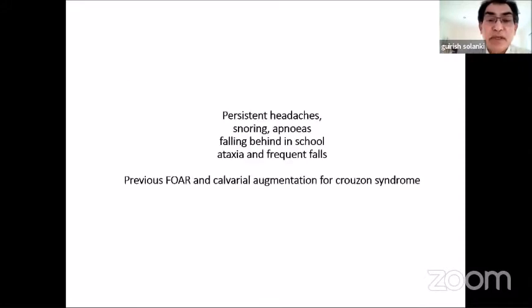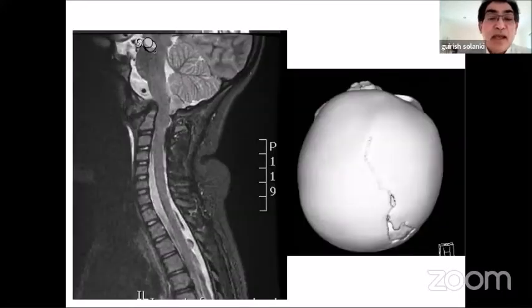So I'll show you a case that we had, a child with persistent headaches, snoring, apneas. This child actually had Crouzon syndrome, and I had carried out the frontoorbital advancement and calvarial augmentation many years previously. And then she presented with this craniocervical instability. I was quite shocked to see this picture. The child had a Chiari, had become pretty much myelopathic, and you can see on the skull the previous craniosynostosis, evidence of previous surgery.